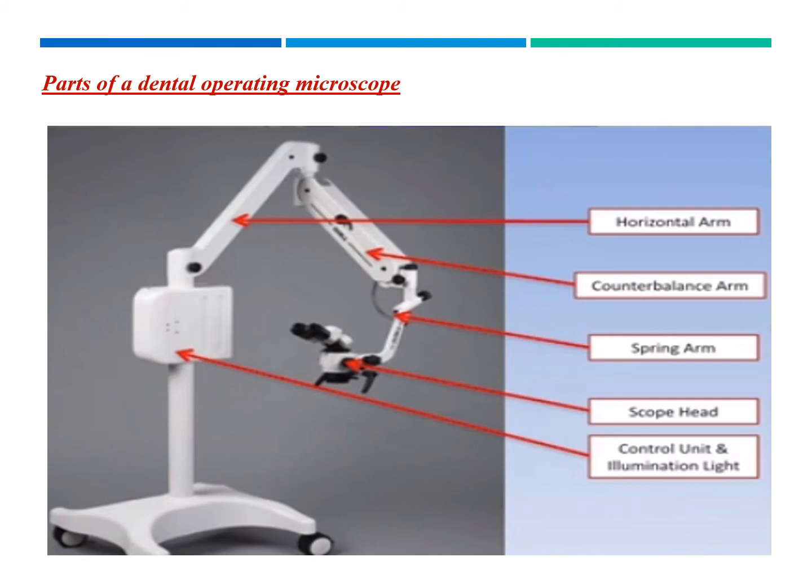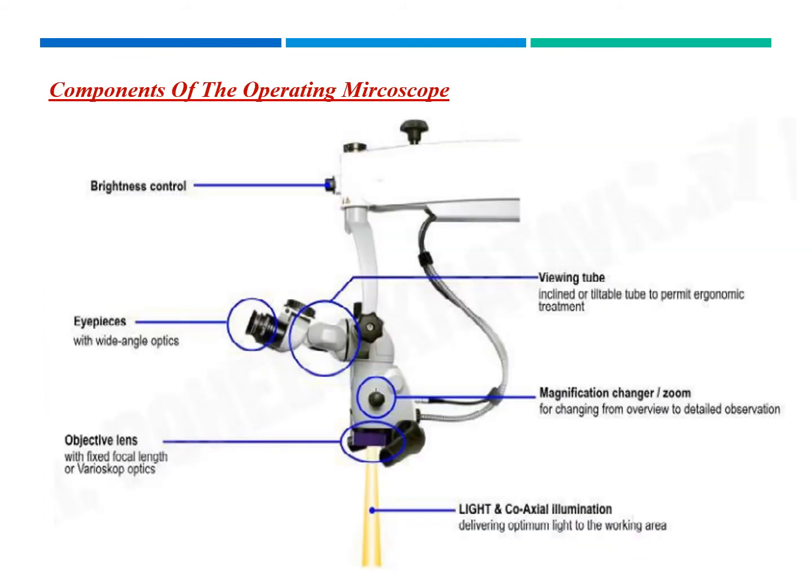parts of a microscope. As mentioned in the figure, you can appreciate that there is a horizontal arm, there's a counterbalance arm, there's a spring arm, there's a scope head, control unit, and the illumination light. And further, when we go into the components of the operating microscope, such as the one we have in our department, there is a brightness control, which means you can adjust the amount of light that comes through. That is, you can reduce it, you can increase it as well.